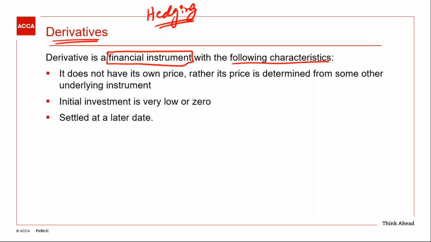A derivative is a financial instrument with the following characteristics. The first is that it does not have its own price. Rather, its price is determined from some other underlying instruments. So a derivative is a contract which does not have its own value.